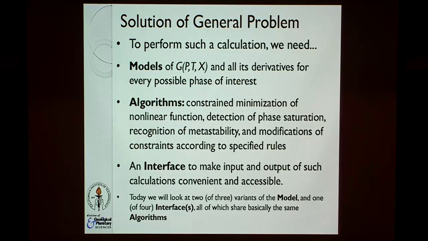Okay? You need algorithms, principally the central algorithm to find your minimum, but also ancillary algorithms to do things like decide when you're going to add a phase to the system, when you're going to remove a phase, when you're going to split a phase into two coexisting examples, okay?